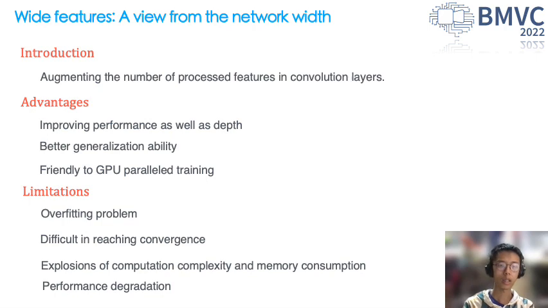Besides, training this neural network is friendly to GPU parallel training, but it still has some limitations such as overfitting problems and difficulty in reaching convergence. From the efficiency perspective, training a wider network could result in an explosion of computation complexity and memory consumption.